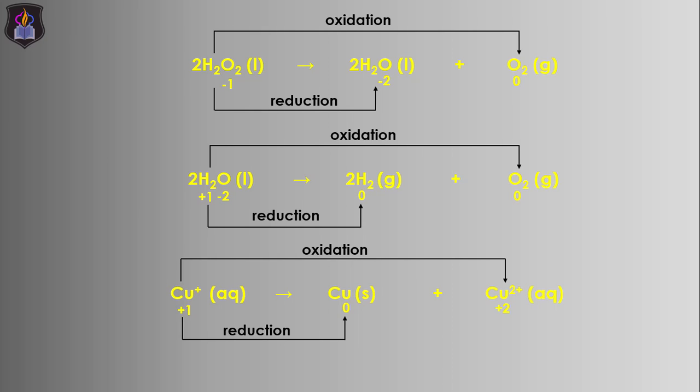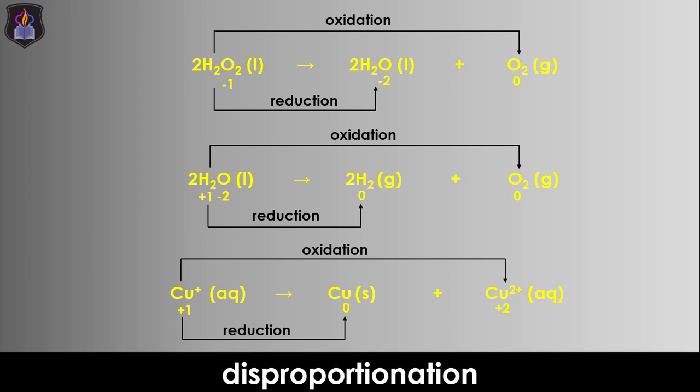Can you see that in each reaction a single substance undergoes oxidation and reduction at the same time and therefore acts as the oxidizing and reducing agent? A chemical reaction in which a single substance undergoes oxidation and reduction simultaneously is called disproportionation.